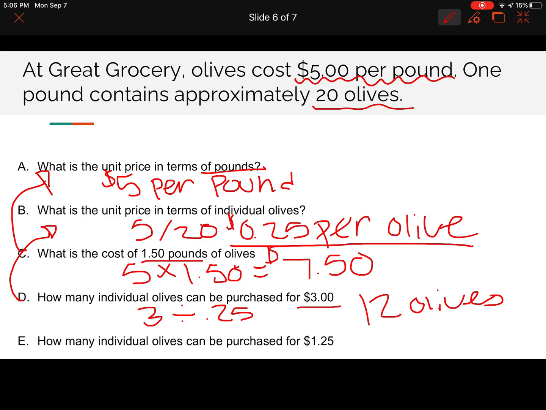Now it says how many individual olives can be purchased for $1.25. The video is going to pause and I'd like you to answer that question, okay? So how many individual olives can be purchased for $1.25? What you're going to do is take that 1.25, because that's the dollar amount I want to hit, and divide it by 0.25, because that's the price per 1 olive. So 1.25 divided by 0.25 is going to be 5. So 5 olives is how many olives I can get for $1.25. Okay?